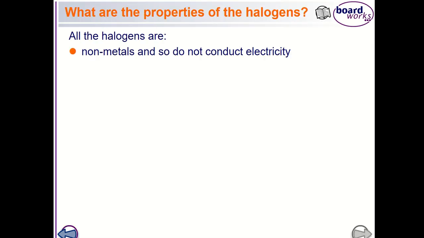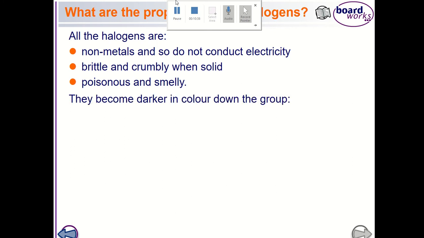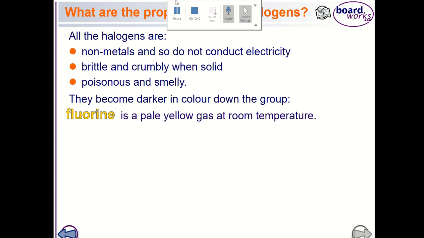Okay, so let's look at the physical properties then of these group 7s. They don't conduct electricity, they are brittle, they are crumbly, if they are solid, and that only applies to iodine. They don't conduct electricity because they are non-metals. When we did our covalently bonded substances earlier in the year, we knew that they have no free electrons, no free ions. They're very poisonous and they have an extremely toxic smell, and they become darker as you go down the group.